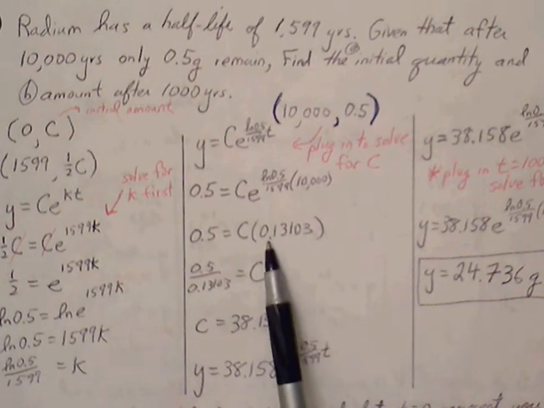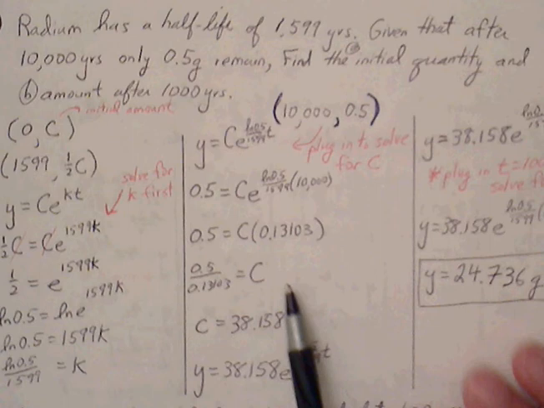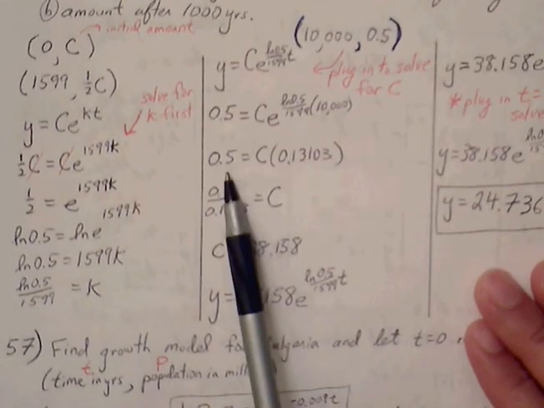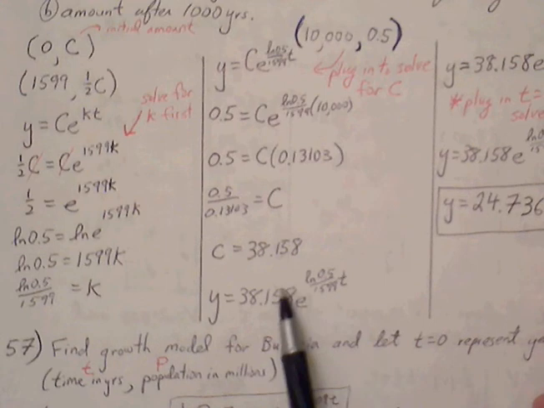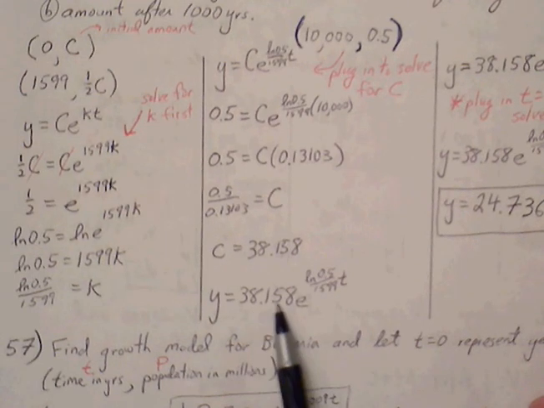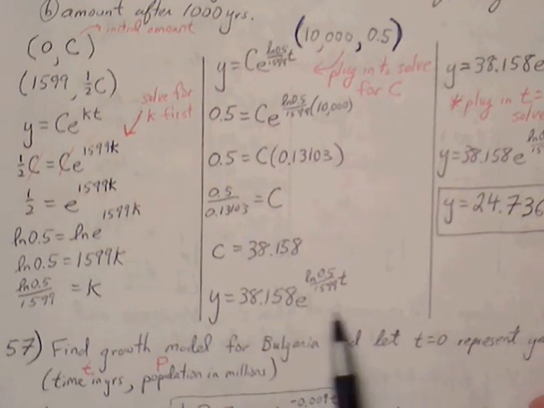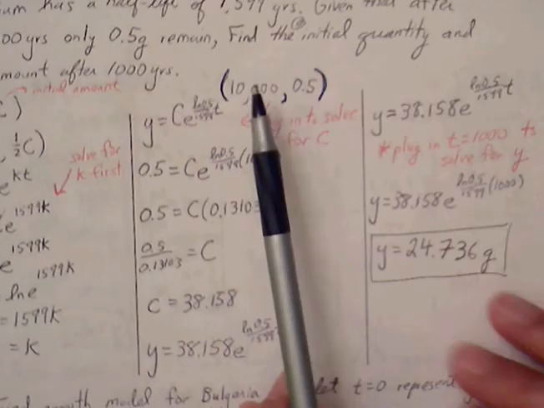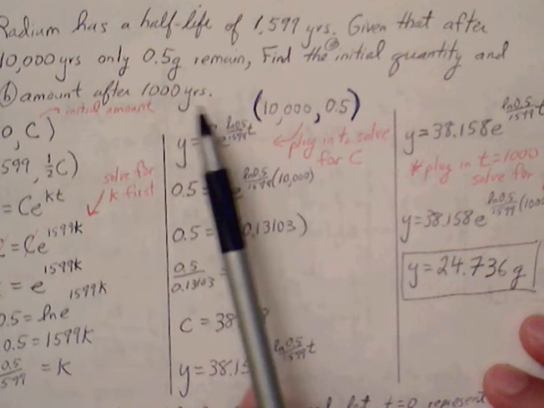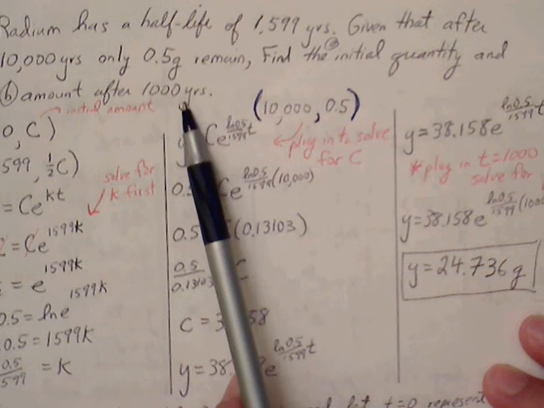Divide, this reduces to be 0.13103. Divide both sides by that value. We have our c value being 38.158. So this is a little bit backwards, but we found the c value, we have the k value, we have our specific solution. Okay, and then finally, it says find the amount after 1,000 years.